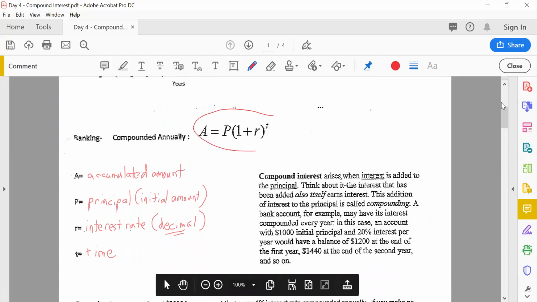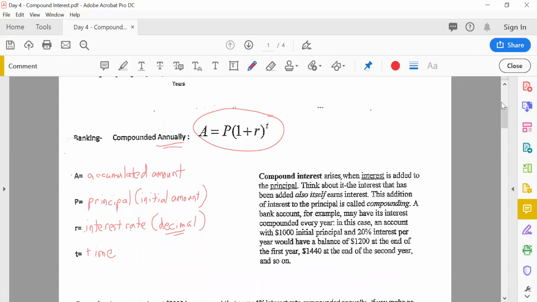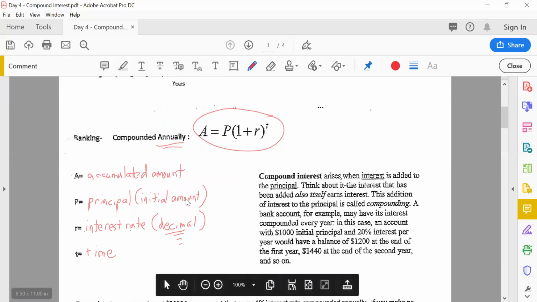We'll talk about this annually part. That means at the end of the year, they just lop on the 2%. So what do these letters stand for? A stands for the accumulated amount after a certain period of time. P stands for the principal. Just like with population growth, it's your initial population, or your initial dollar amount. R is like the K from yesterday. It's your interest rate, and just like every day we worked on it, the interest rate has to be written as a decimal. And last but not least, T is time.